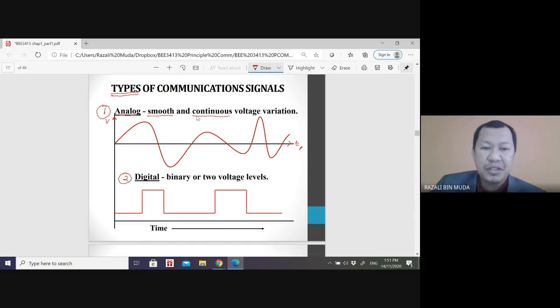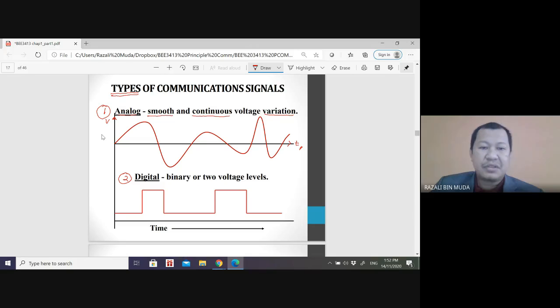The most common is the sine wave. This is near sine wave or a combination of many sine waves, but the common one is the sine wave. I believe that you are already very familiar with the sine wave. So the definition is smooth and continuous variation.